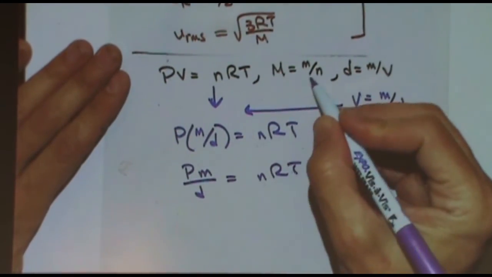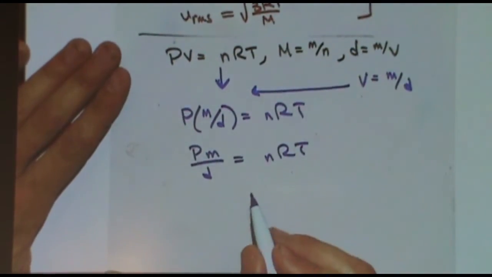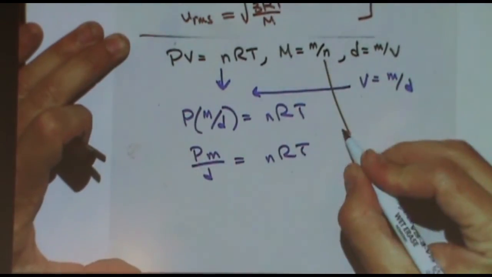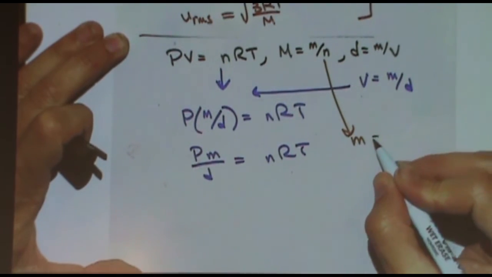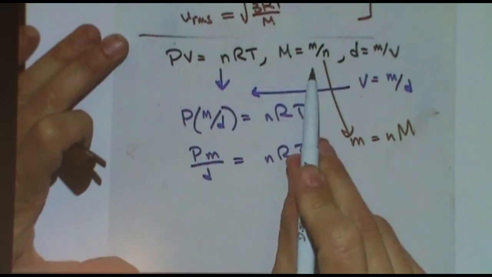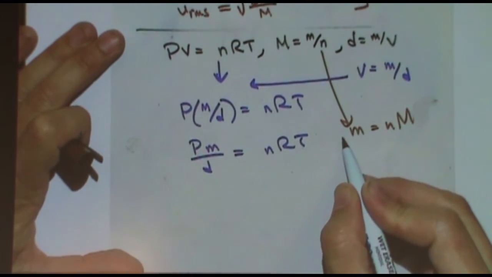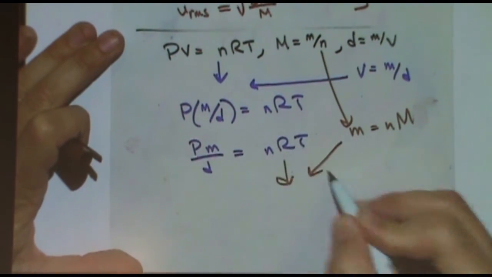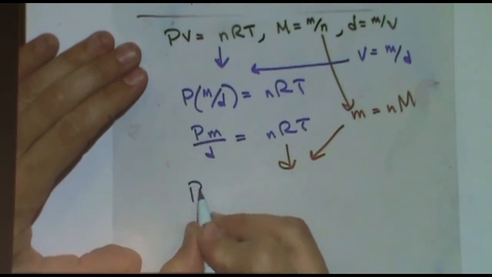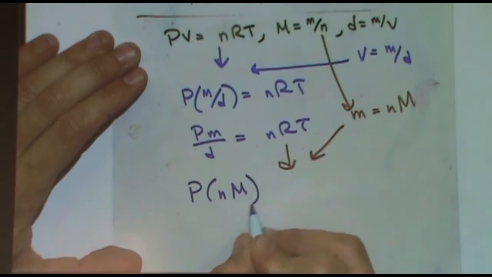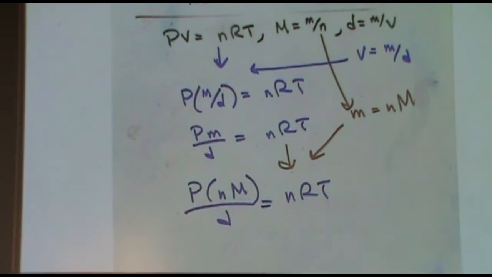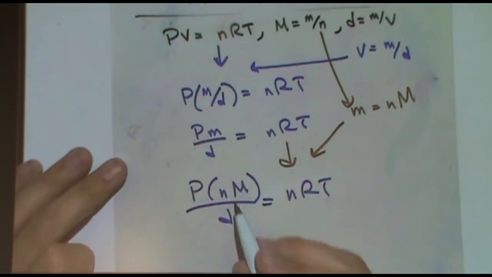I could also substitute this equation in, so let's go a different color here. Mass is moles times molar mass. If I solve for mass there, I can plug that in and mix these two equations. So I could say pressure times moles times molar mass over density is nRT. So now I have all the equations all together.